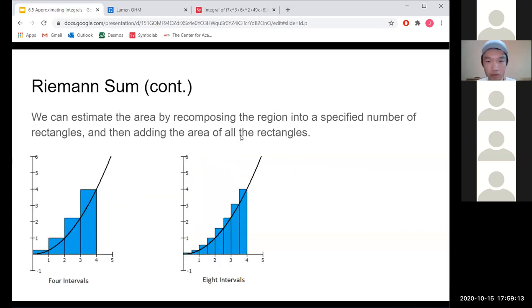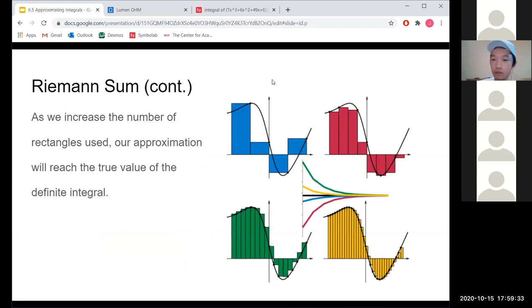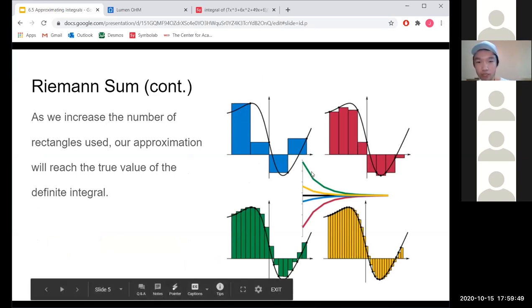So what does Riemann sum say? It says that you can split the area underneath the curve into many rectangles. If you calculate the area of all those rectangles and add it all together, that's your estimate. You also learned that as you increase the number of rectangles for your approximation, your estimate gets better and better, closer to the true value of the integral. So here are your illustration pictures.